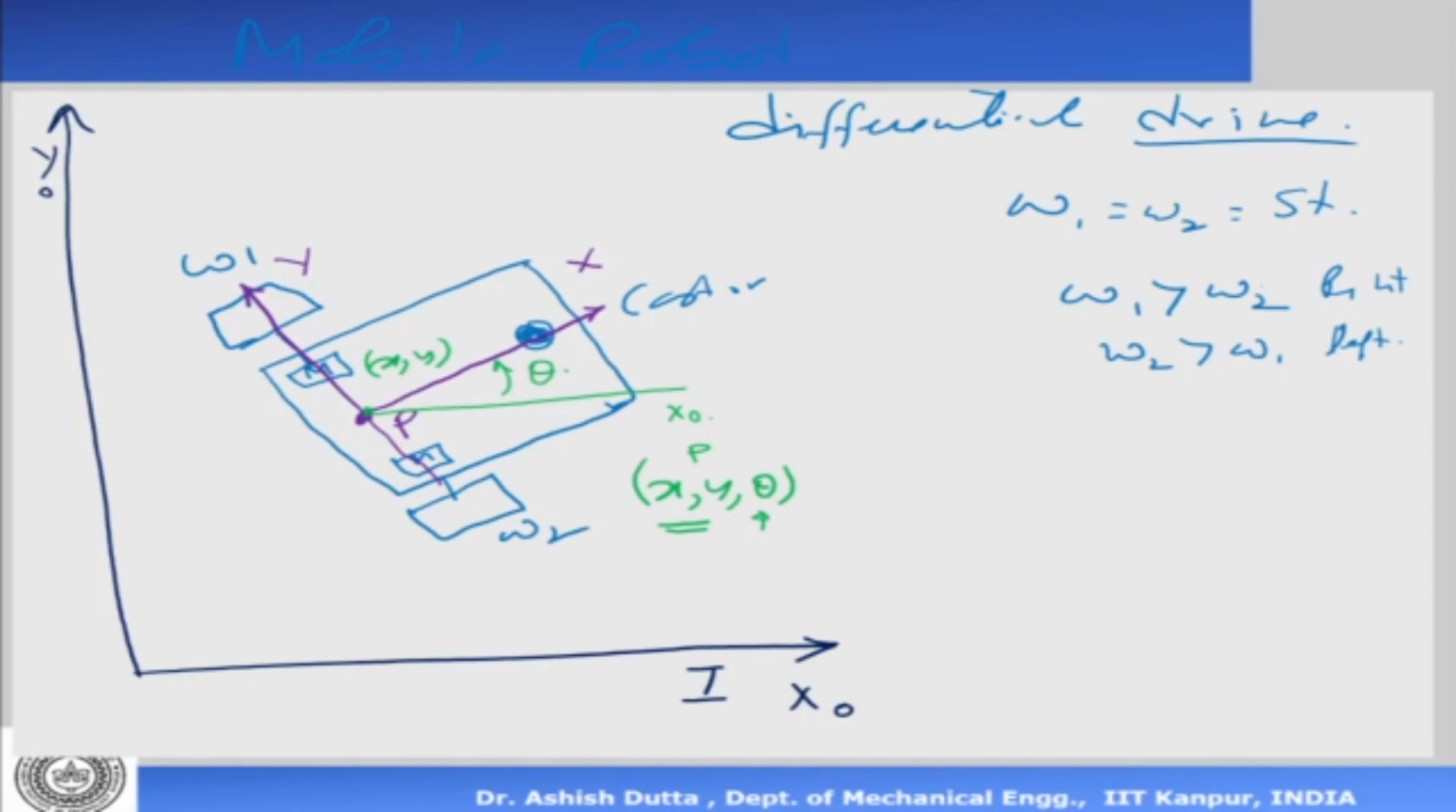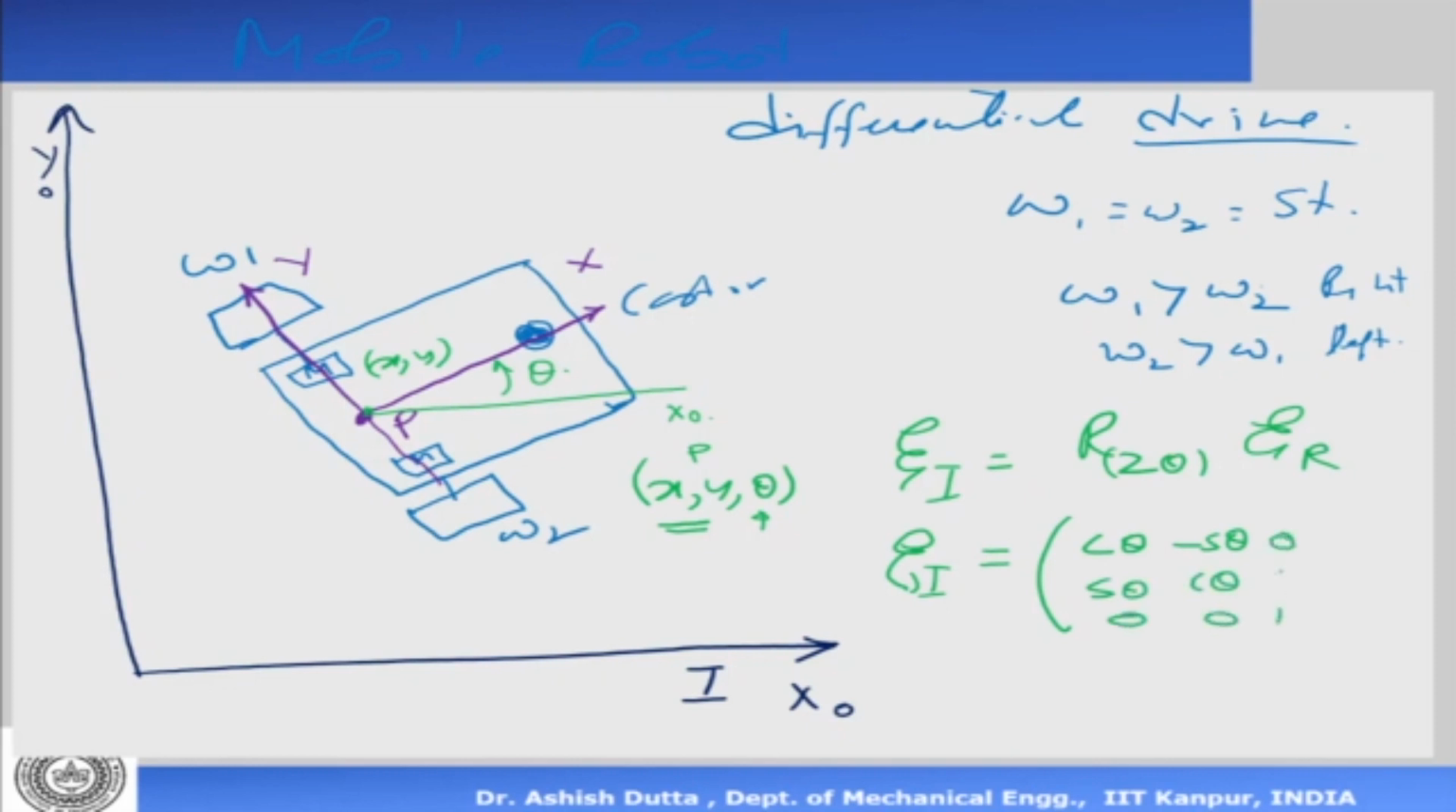Okay. Now, what is the rotation matrix? Now z is pointing out of the plane. Okay, so it's a rotation about z again. So let's call this zeta I, which is equal to the rotation matrix Rz(theta) times zeta R. Now you know that zeta I is equal to, what is the rotation matrix? [cos theta, minus sin theta, 0; sin theta, cos theta, 0; 0, 0, 1] times zeta R. Okay, so when this robot is moving and rotating, we exactly know the relationship between the rotated system and the reference system.